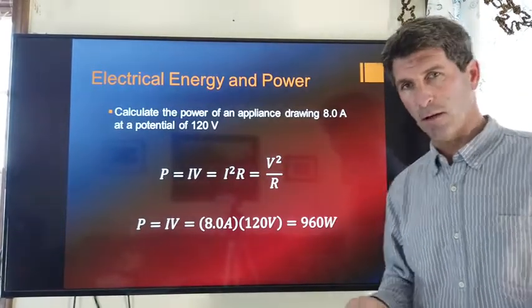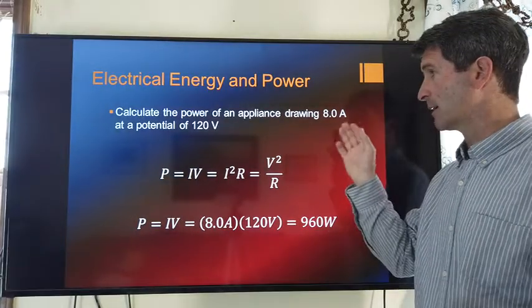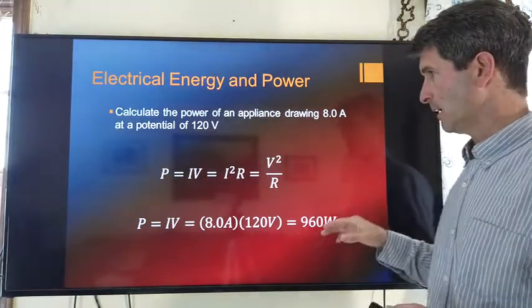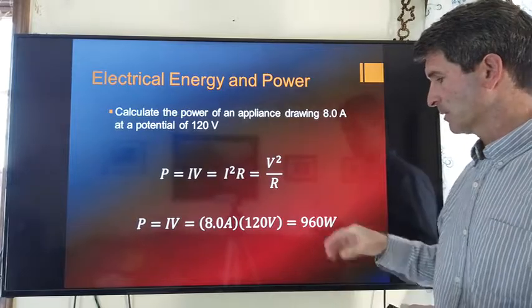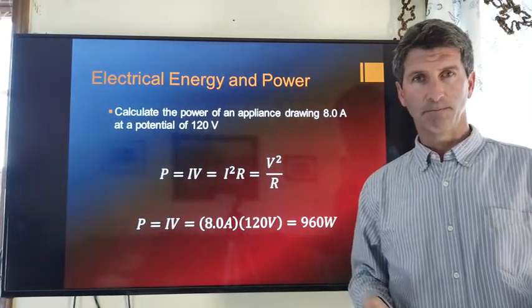Remember what the units for power are. Units for power are watts. So this particular device drawing 8 amps at normal house voltage, we're going to use about 960 watts, roughly almost a kilowatt. Okay?